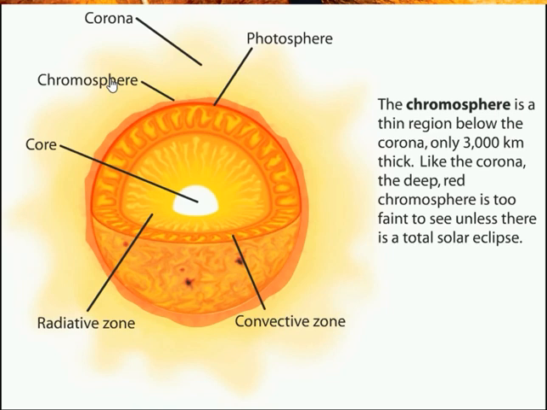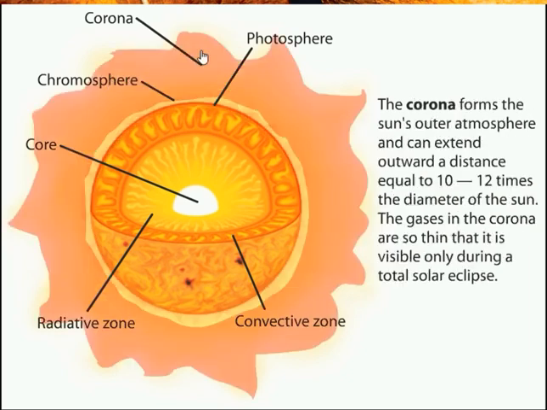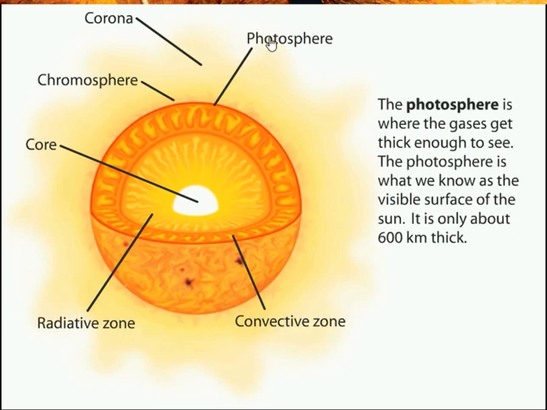The chromosphere is a thin region below the corona, only 3,000 kilometers thick. Like the corona, the deep red chromosphere is too faint to see unless there is a total solar eclipse. The photosphere is where the gases get thick enough to see. The photosphere is what we know of as the visible surface of the sun. It is only about 600 kilometers thick.